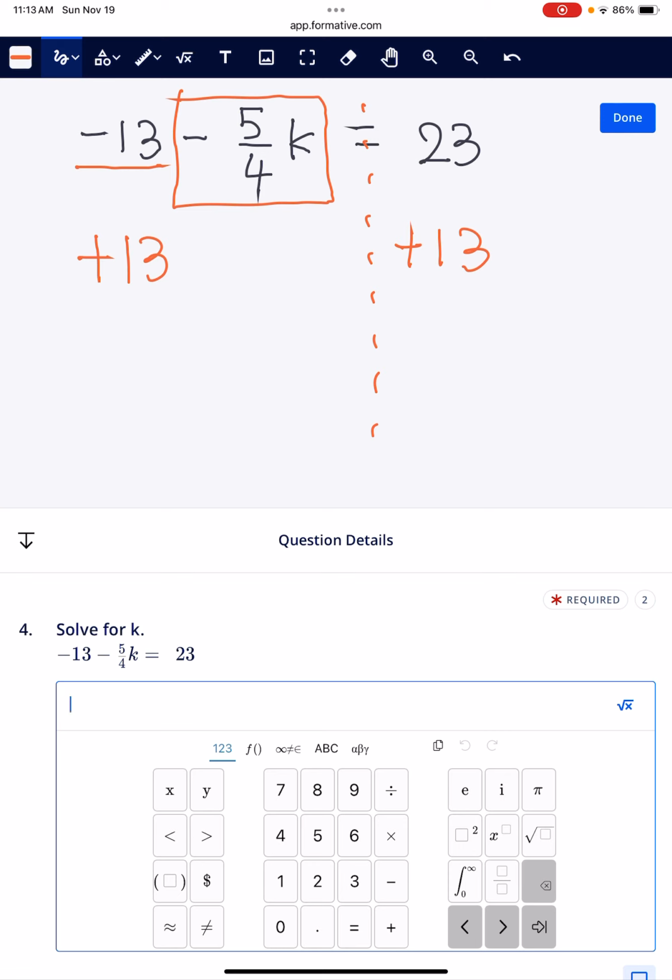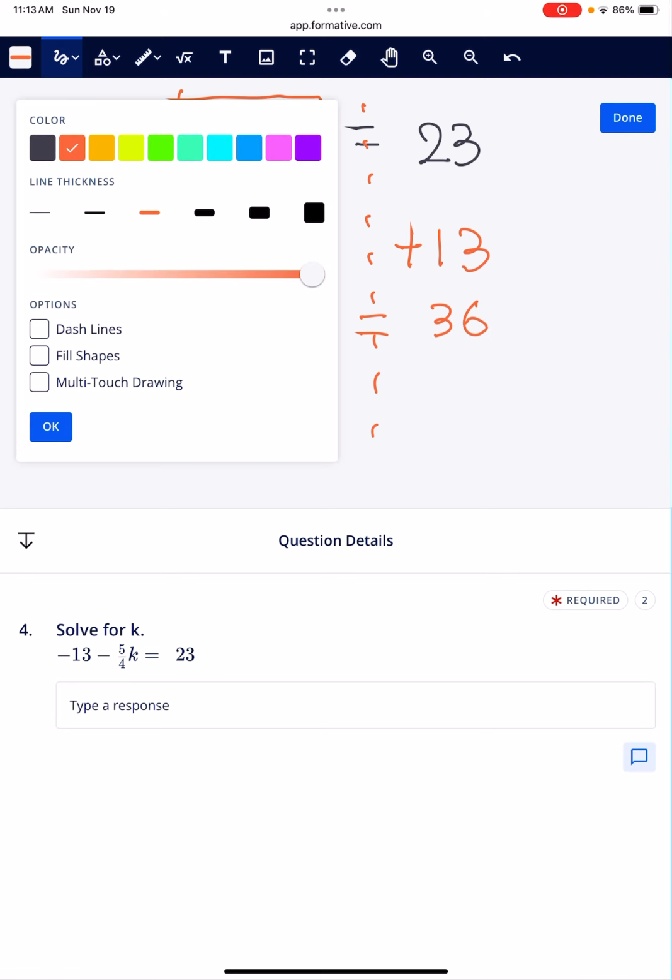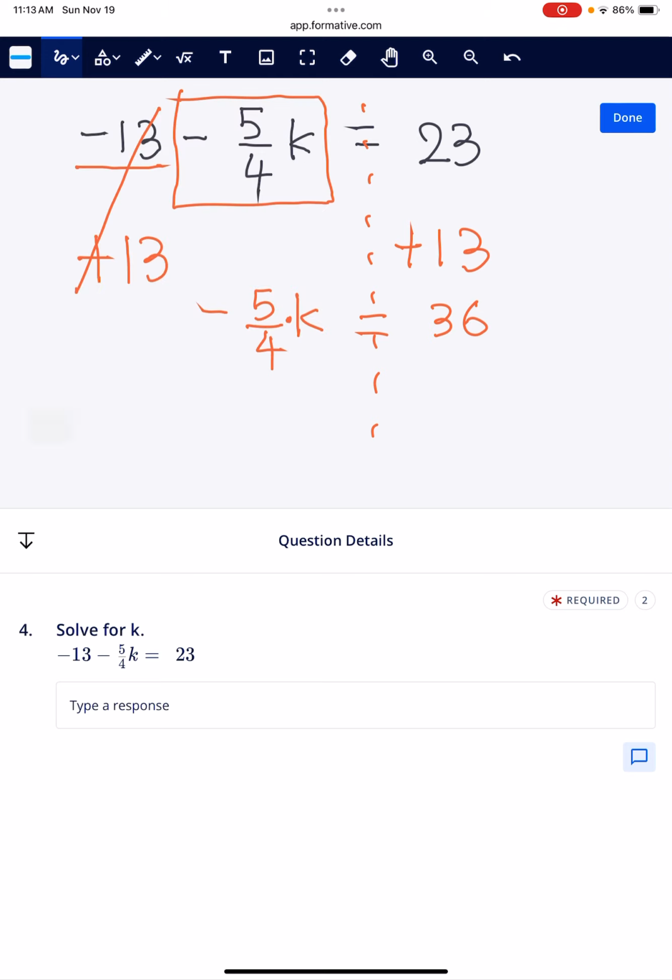Negative 13 plus 13 will be gone. You'll be left with just the variable k and its coefficient. Those two things are multiplied. On the right side, 23 plus 13 is 36. To get rid of a fraction coefficient, you need to multiply by its reciprocal. So you're multiplying both sides by negative 4 over 5.